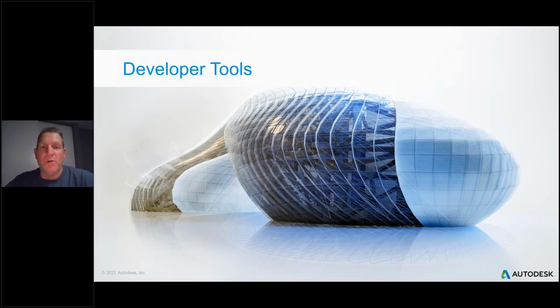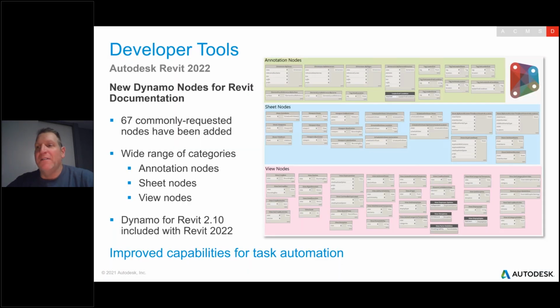All right, on to the developer tools. There's only a couple slides and we're on the outro. We're on the way out, 2.5 hours later. A ton of new stuff for Dynamo. 67 more commonly requested nodes have been added.